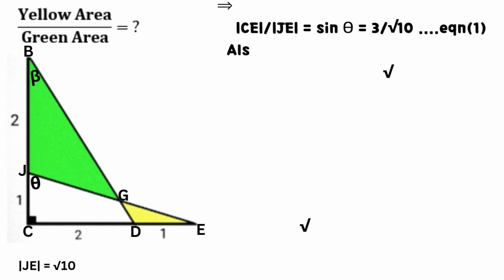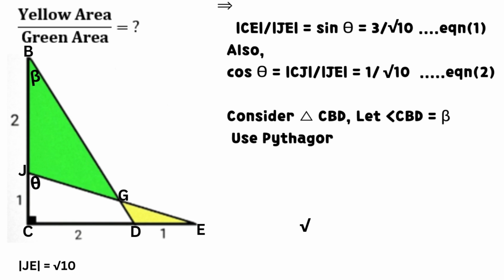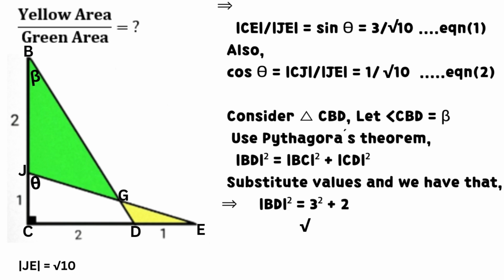Line CE divided by line JE equals sine theta, which equals 3 divided by the square root of 10. We call it equation 1. Also, cosine theta equals line CJ divided by line JE, which equals 1 divided by the square root of 10. We call it equation 2.